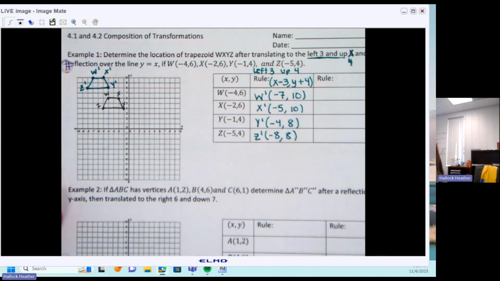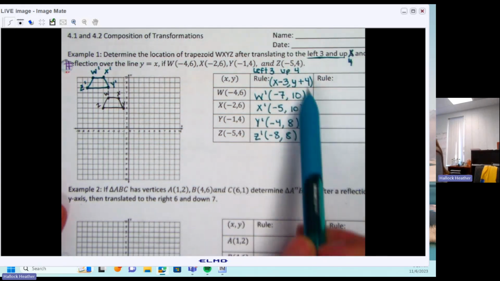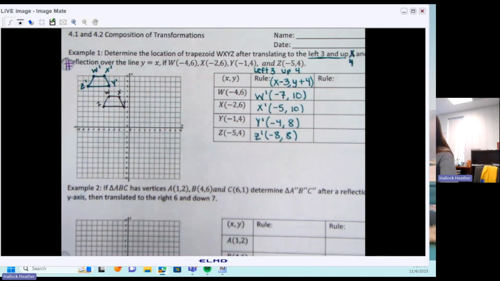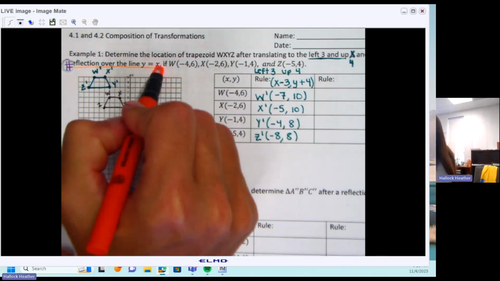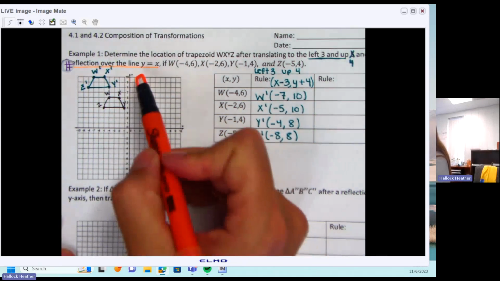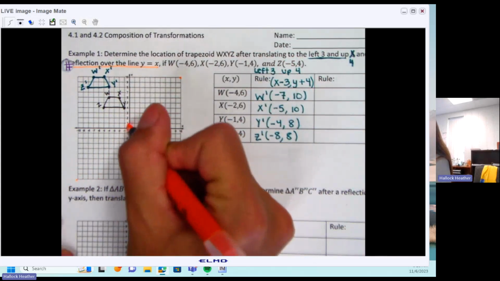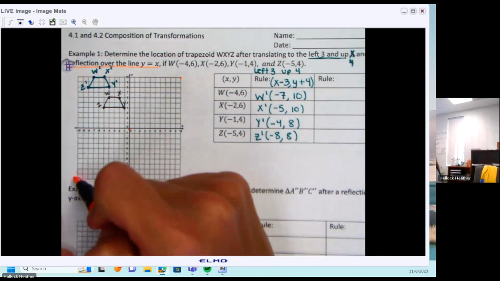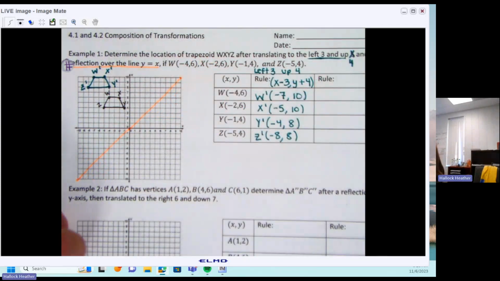Now today we're also going to do something else to the problem. First we translated to the left 3, up 4. What the second column is for is to reflect over the line y equals x. Y equals x has a positive slope. So this is not one of the cute ones that we're going to be able to easily count. It's a little weird. Y equals x has both variables. It's actually going from corner to corner of your graph through 0, 0. It's a diagonal line. It has a positive slope.